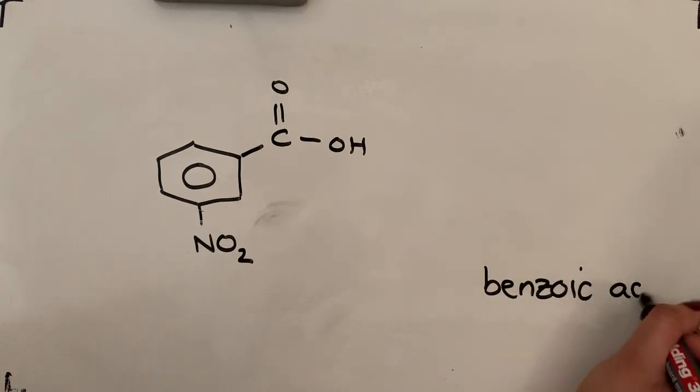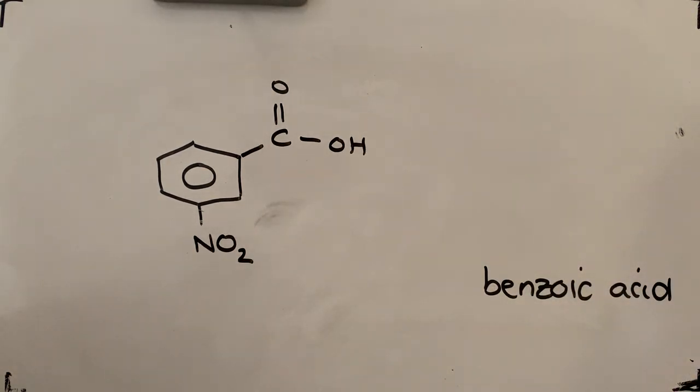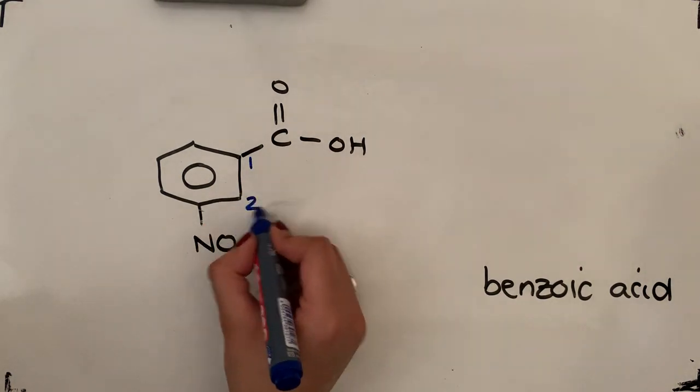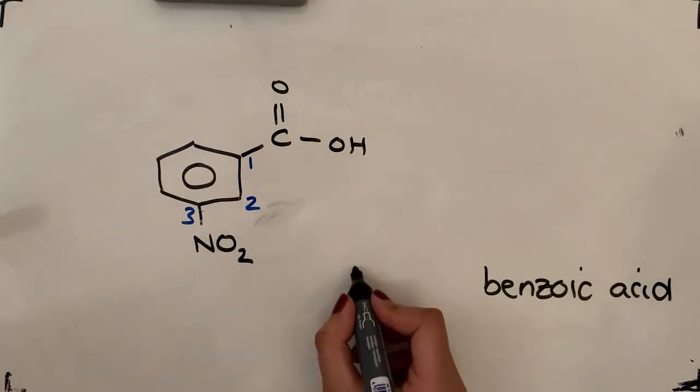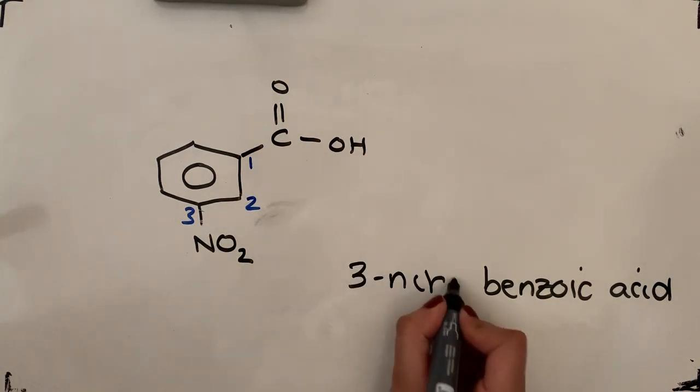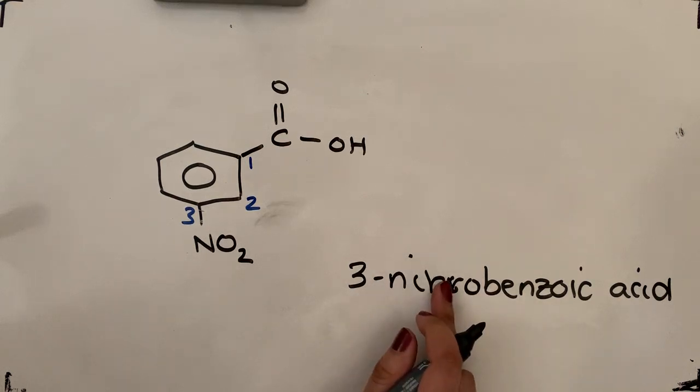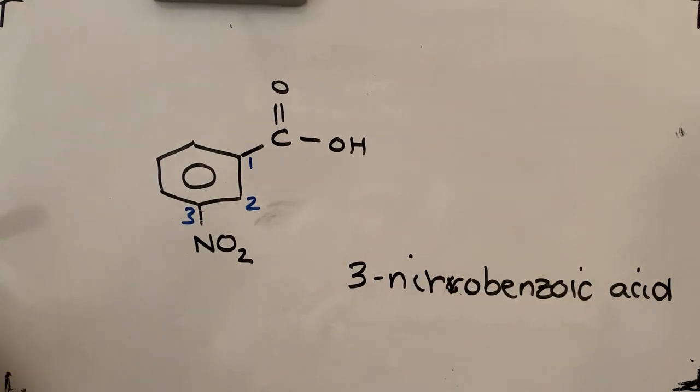So therefore this is going to end in benzoic acid, and the benzoic acid, where the acid part is coming off, that is carbon number 1 always, and therefore this compound here is called 3-iodo-3-nitrobenzoic acid.